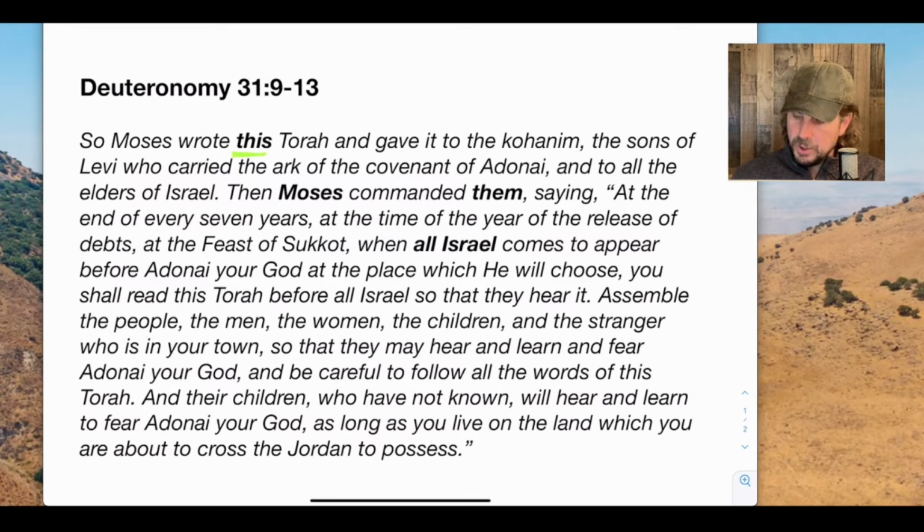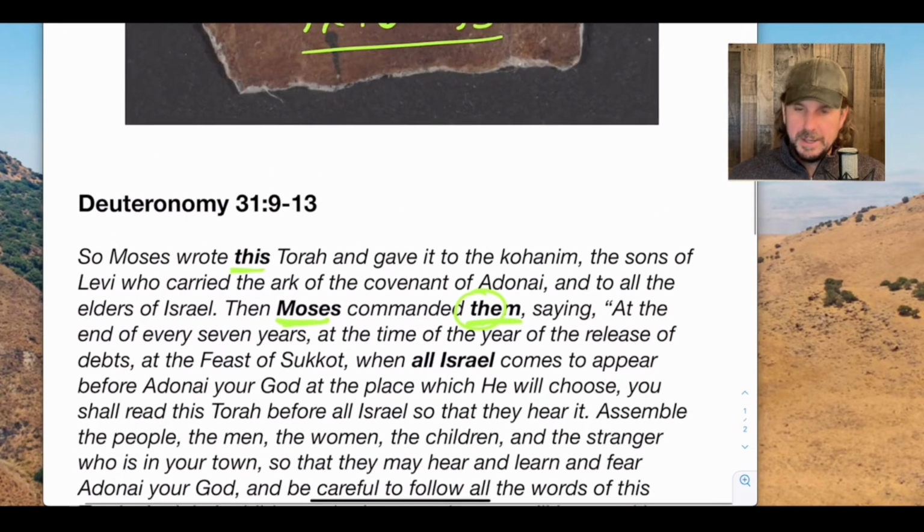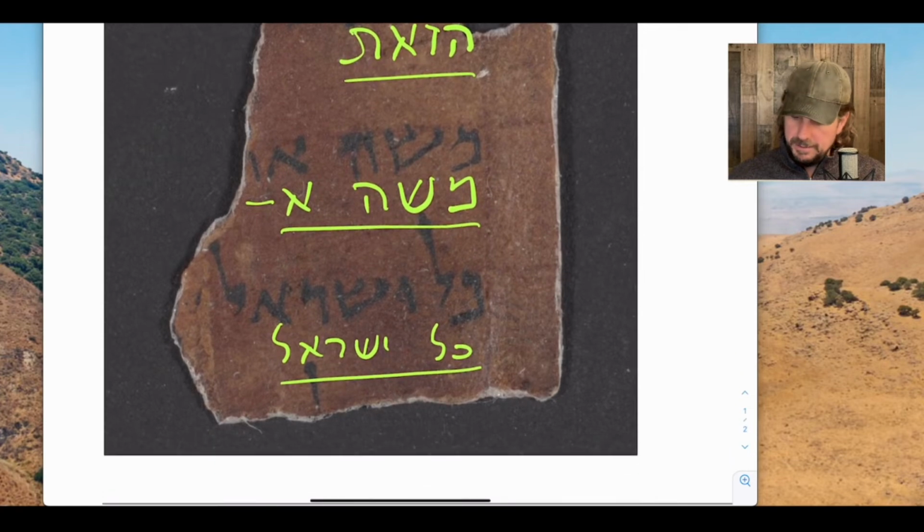And gave it to the Kohanim, the sons of Levi, who carried the Ark of the Covenant of Adonai, and to all the elders of Israel. Then Moses commanded them. Well, you would say, why do I have them in bold? Well, maybe it should be just partially in bold. But if we go back up, remember that aleph?